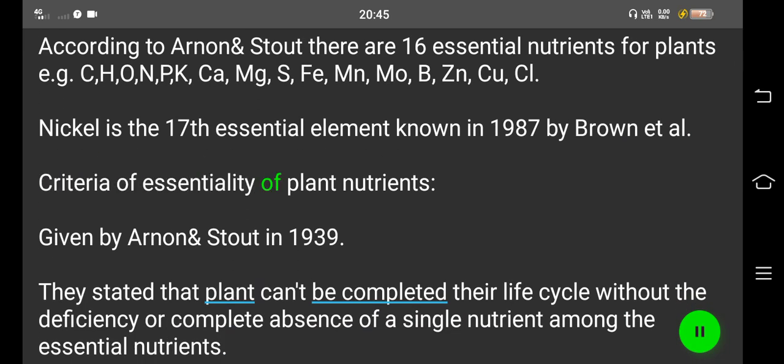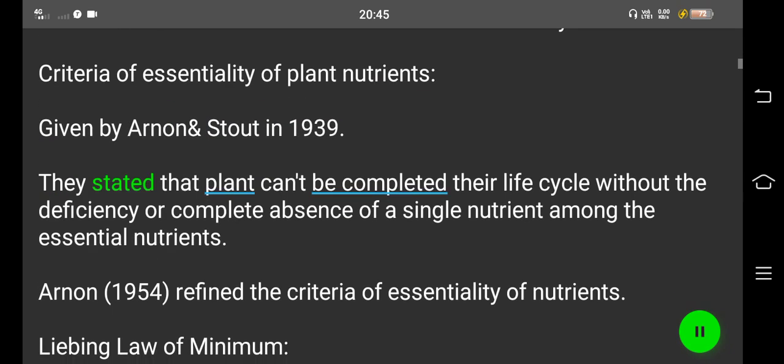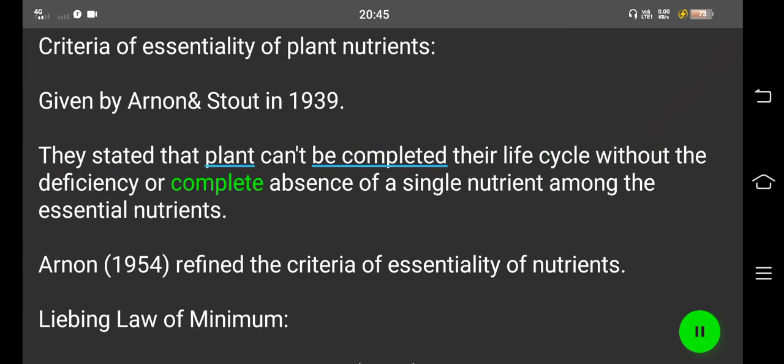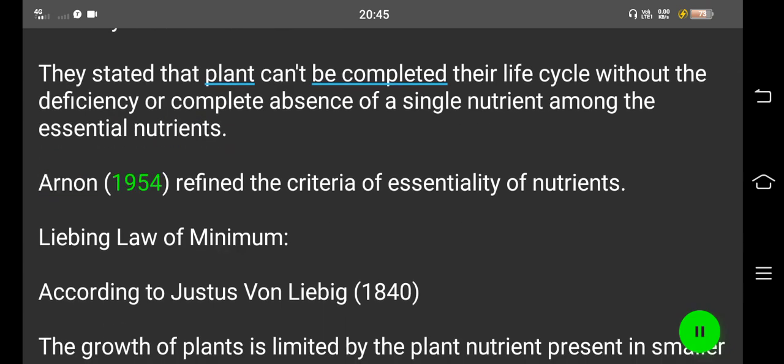Criteria of essentiality of plant nutrients, given by Arnon and Stout in 1939. They stated that a plant can't complete its life cycle in the deficiency or complete absence of a single nutrient among the essential nutrients. Arnon, 1954, refined the criteria of essentiality of nutrients.